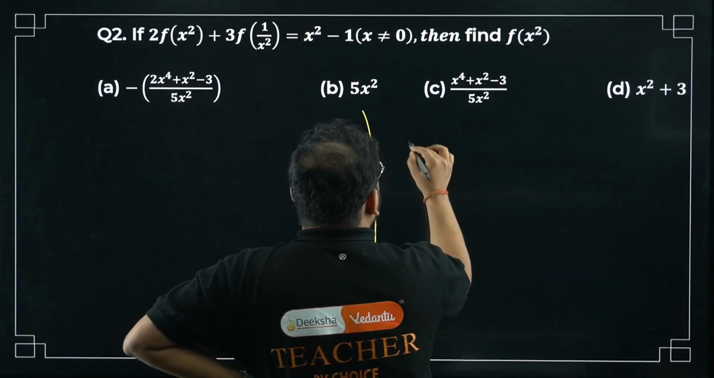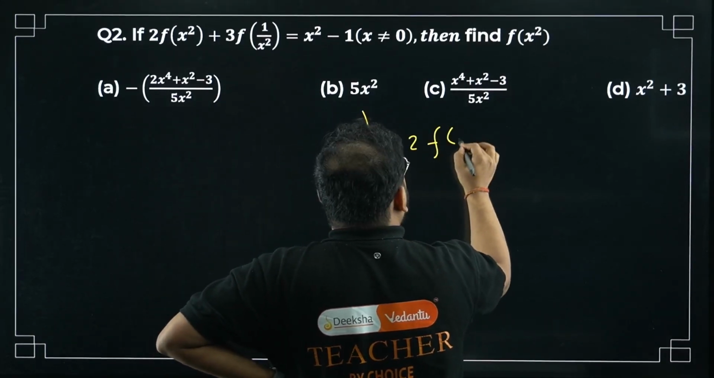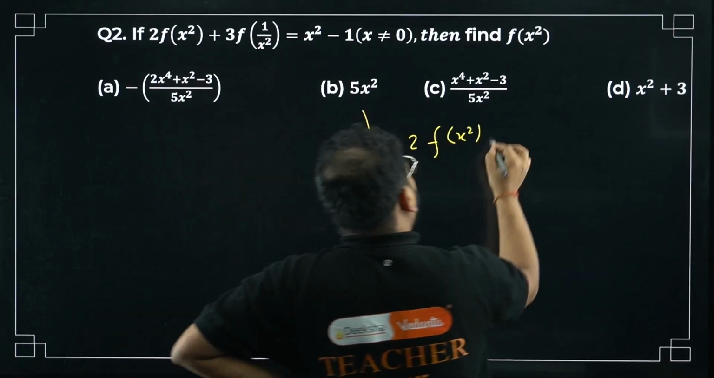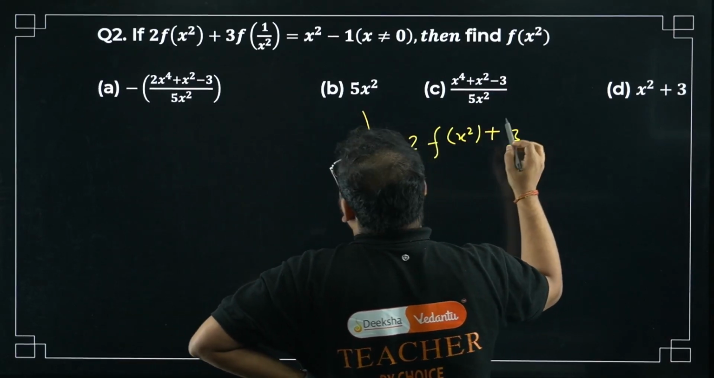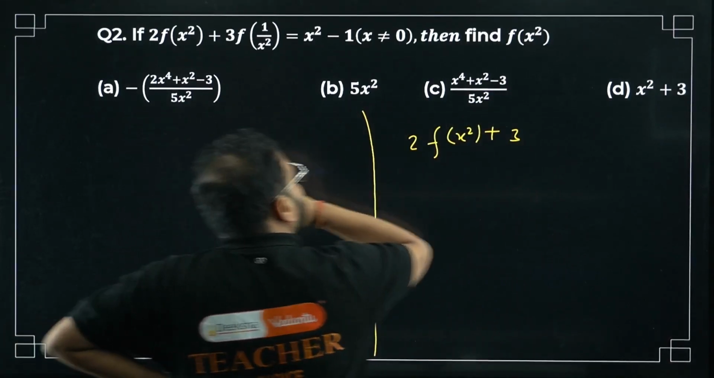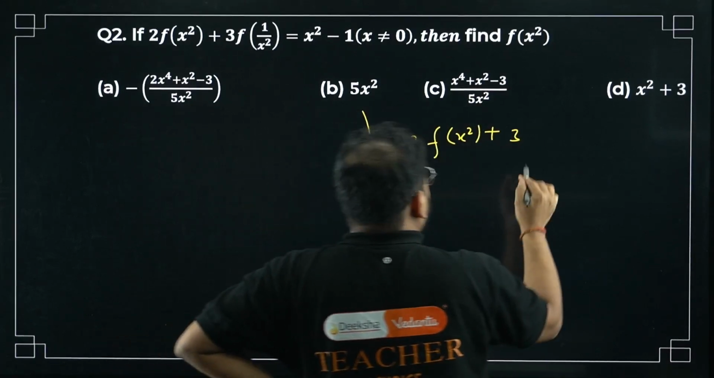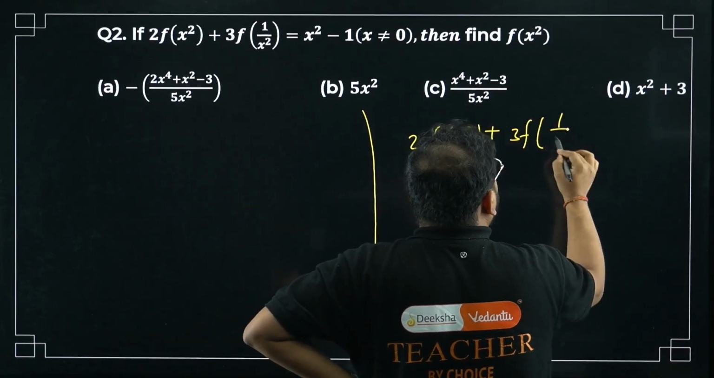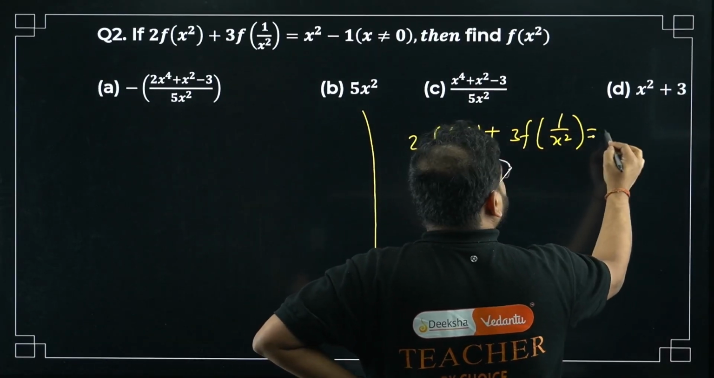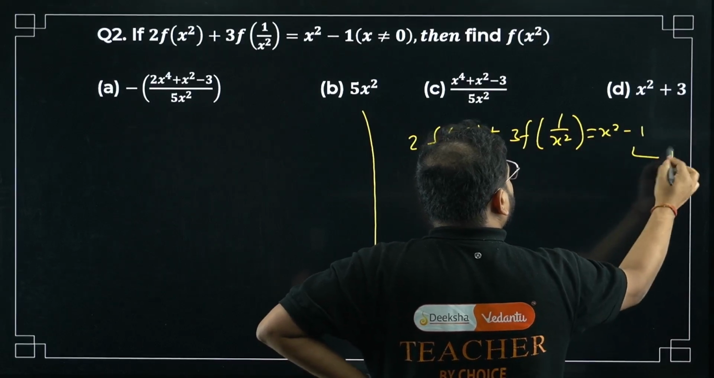Please check here. 2 times f of x square plus 3 times f of 1 upon x square equals x square minus 1 is given. How did you solve it? Let me know in the comment section. What was your approach? Let me take this as equation number 1.